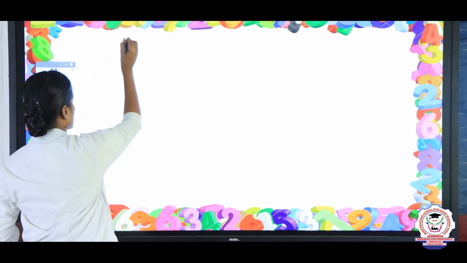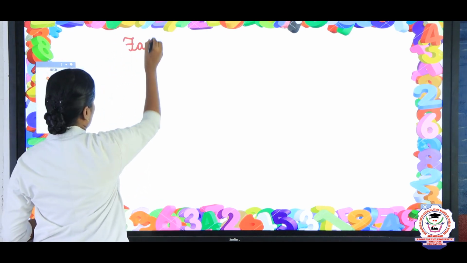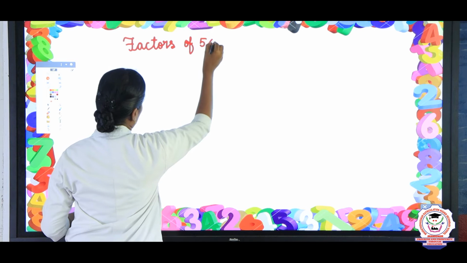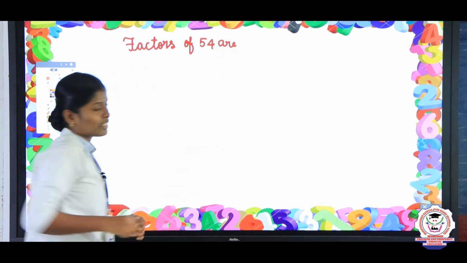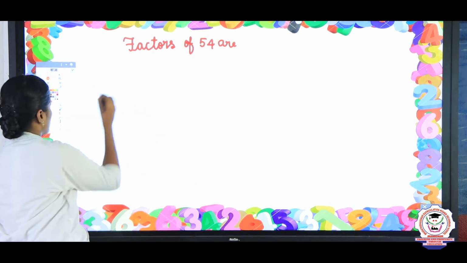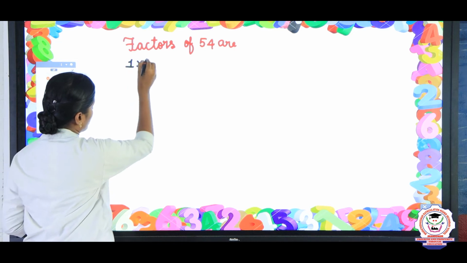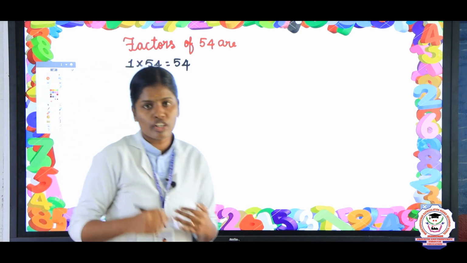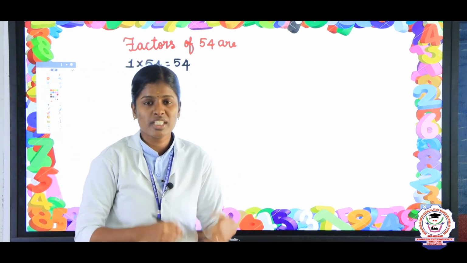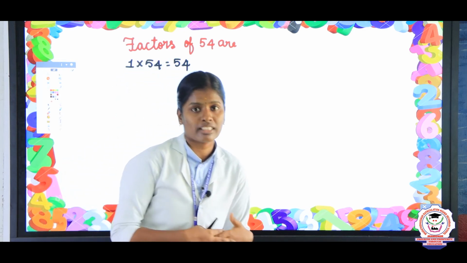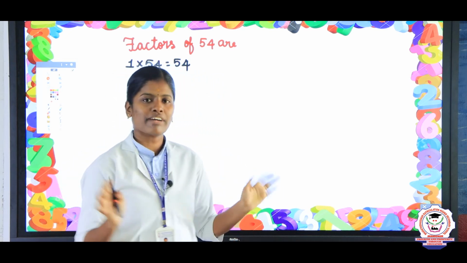So write here, factors of 54 are. So what is the first factor? You all know the first factor is the 1 table, right? So write 1 54s are 54. Next you are going to check whether 54 has the 2 table or not. Doing the division, if the remainder you get is 0, that means yes, it is a factor of 54. If it is a non-zero number, it is not a factor of 54.